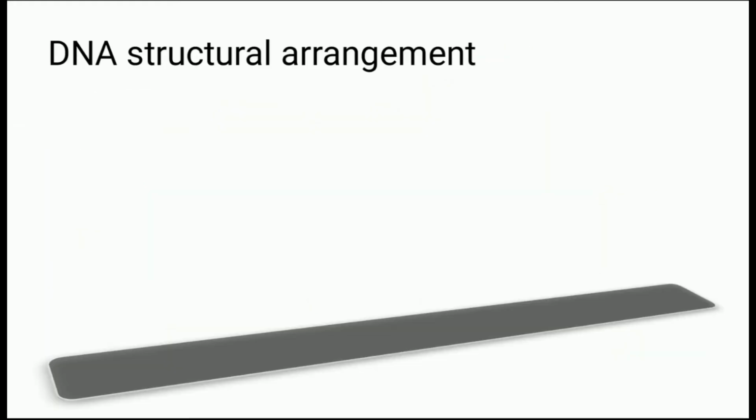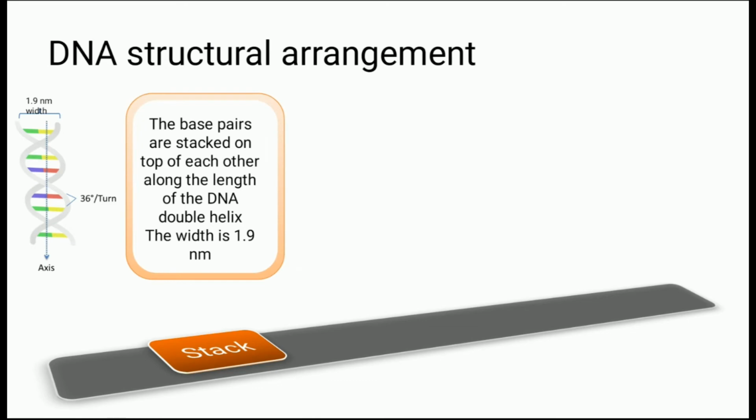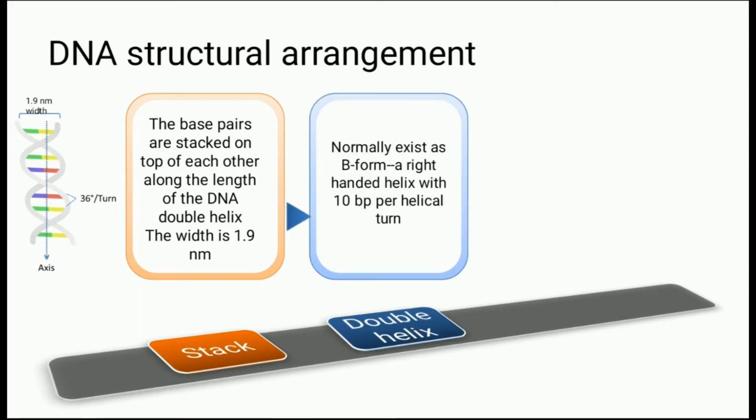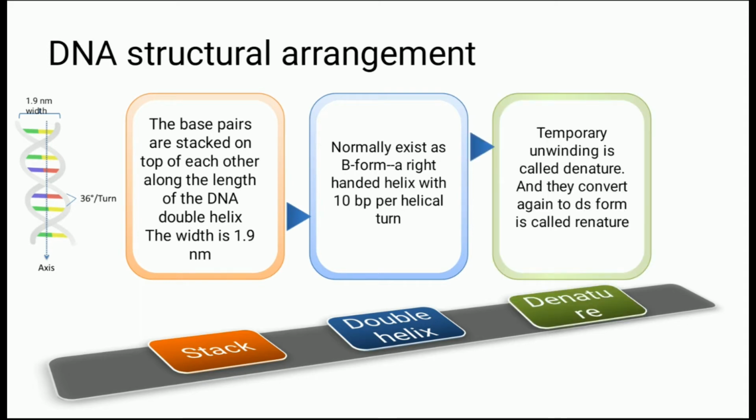Now we will see the structural arrangement of DNA molecules. Generally the base pair molecules are stacked one over the other along the length of the DNA double helix, and the width of the DNA double helix is approximately 1.9 nanometers. Normally the double helix exists in the B form. The B form is a right-handed helix with 10 base pairs per helical turn. The temporary unwinding is called denaturation, and when they convert again into double strand form, the process is called renaturation in the case of DNA.